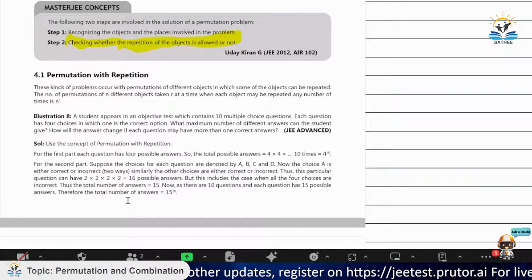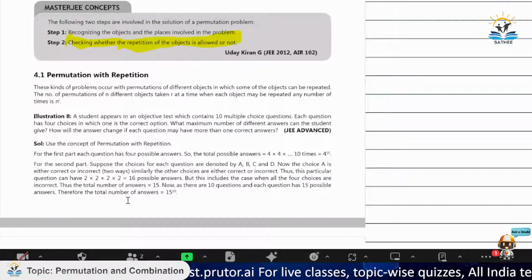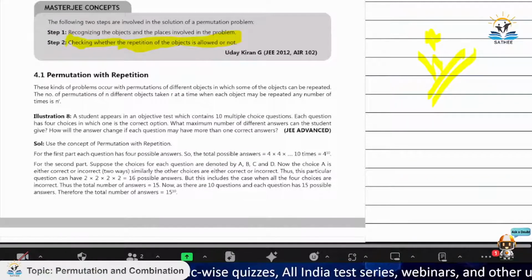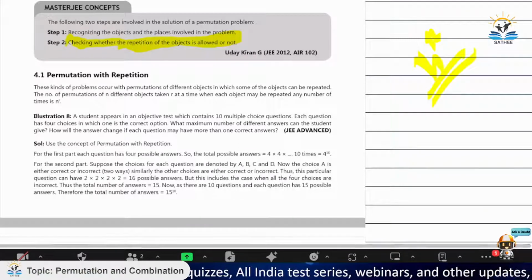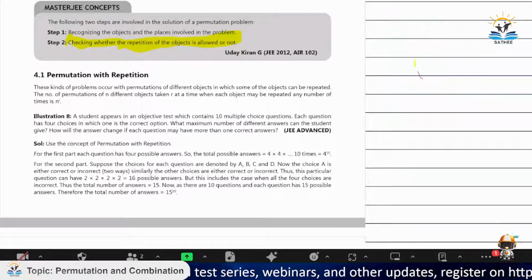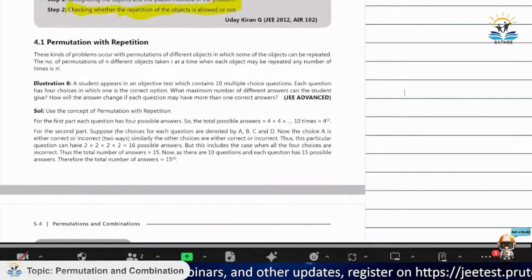Yes, so getting back to the lecture, sorry for the interruption. So let's see permutation with repetition. These kinds of problems occur with permutations of different objects in which some of the objects can be repeated. The number of permutations of n different objects taken r at a time, with each object repeated any number of times, is n to the power r. It's very easy to understand why we have taken n to the power r, because repetition is allowed, right? If we have n choices, then we can take n for each case. So our result becomes n to the power r.